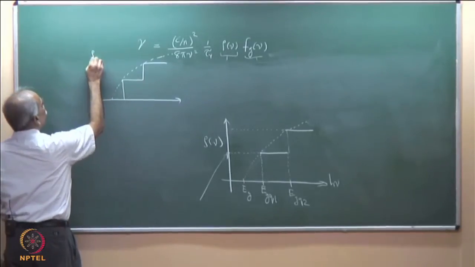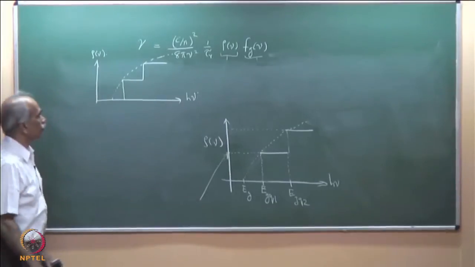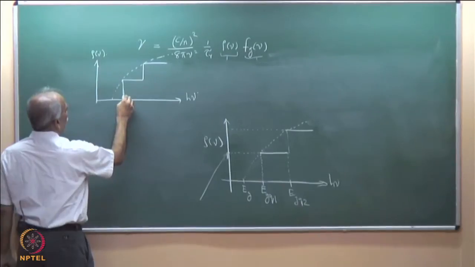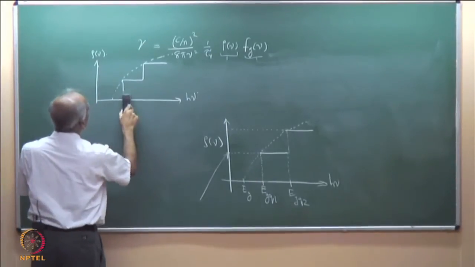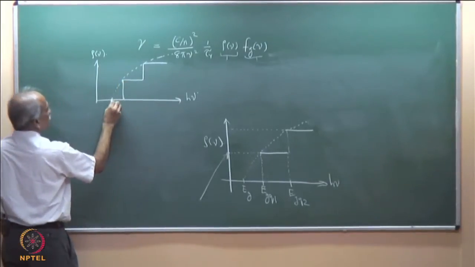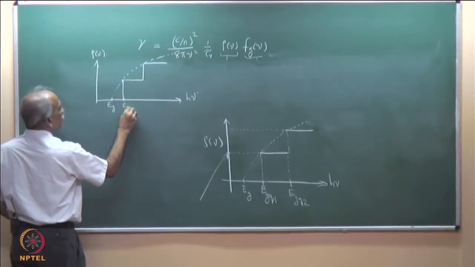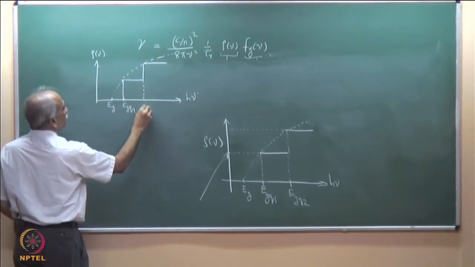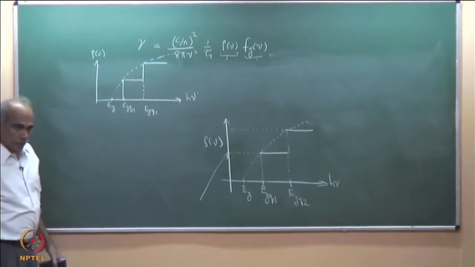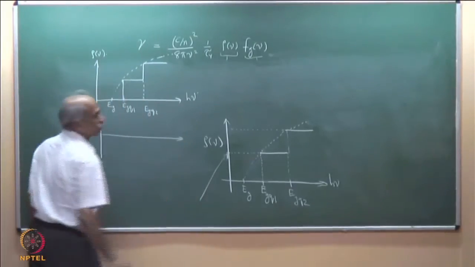So, this is rho of nu versus h nu, the variation for a quantum well structure. This is Eg, this is Eg Q1, Eg Q2. I want to plot also Fg of nu.